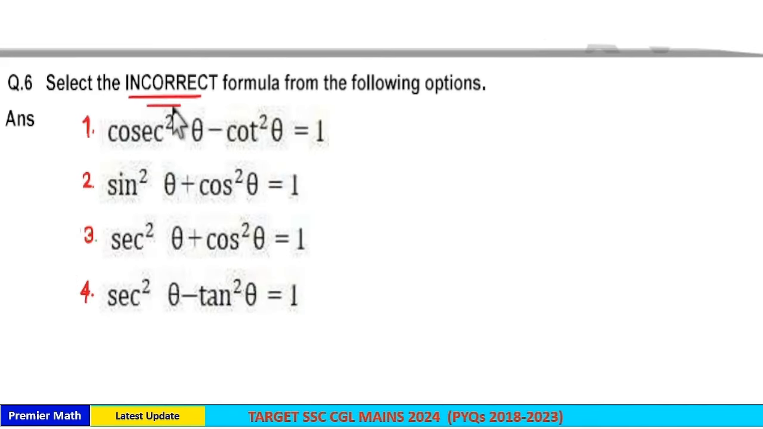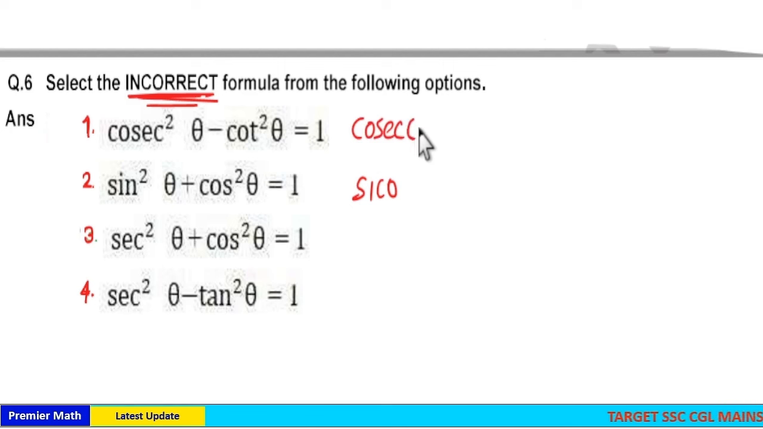Select the incorrect formula from the following options. We already know sin square theta plus cos square theta is 1. That is, consider it as psi-co. And we know cosec square theta minus cot square theta is 1. That is cosec-co. And we know sec square theta minus tan square theta is equal to 1. That is theta. Now, these 3 are correct. So, option 3 is your answer.